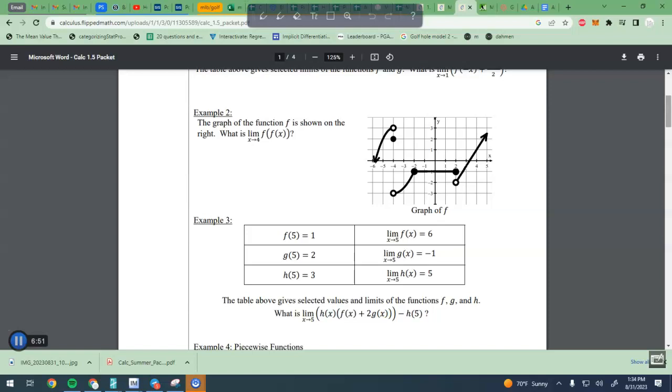So realize that this set of parentheses is where the limit ends. There is no limit sign next to this h of 5. It's the limit of all that stuff in parentheses, so you're using the limit rules for that. But this is just straight up h of 5. There's not a limit sign next to it.